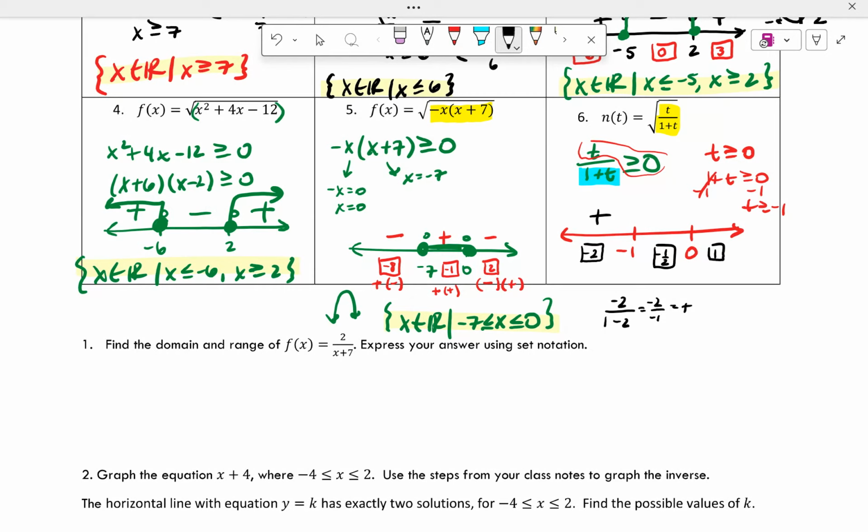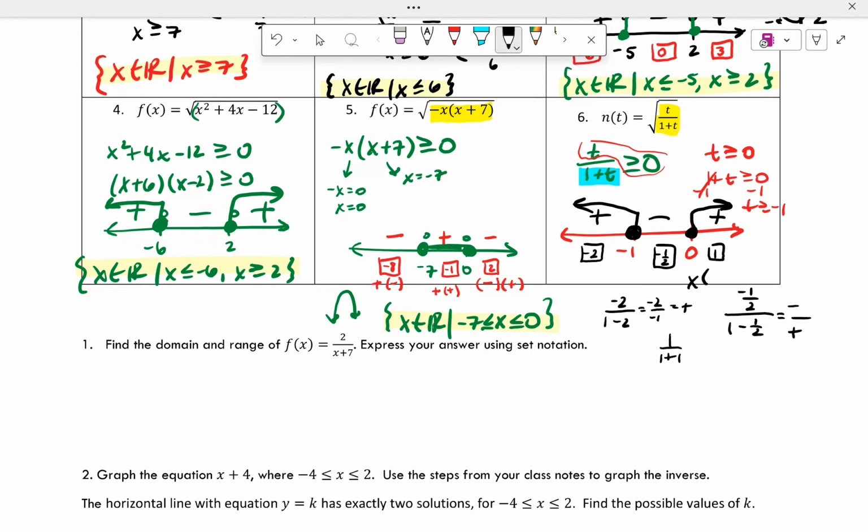Let's try negative 1/2. So I have negative 1/2 over 1 minus 1/2. So that's going to give me a negative over a positive. So this guy's going to be negative. And then for 1, I would have 1 over 1 plus 1. That's positive. So I need where this guy is positive.